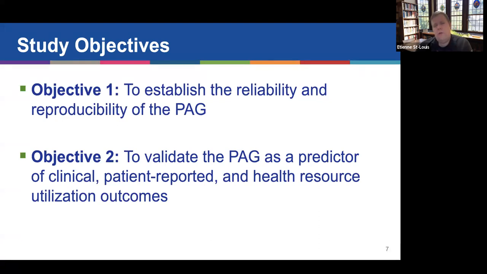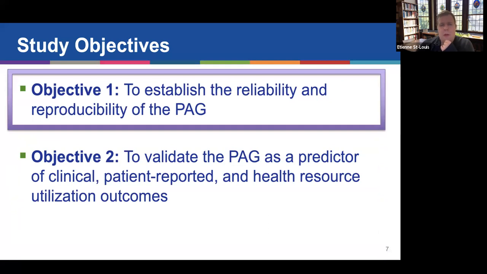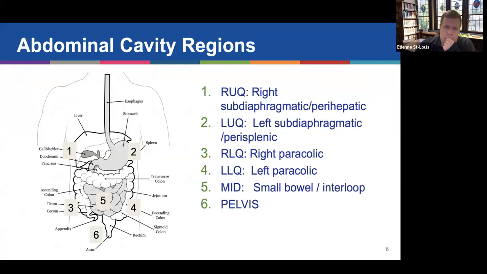And the larger overarching objective is to validate the pediatric appendicitis grade as a predictor of clinical, patient-reported, and health resource utilization outcomes in a large, multi-center prospective cohort study. But for the presentation today, I'm really going to focus on objective 1, because this is the study that I'm conducting with the help of Dr. Ponero and Dr. Emil.